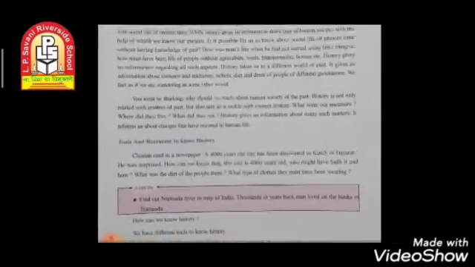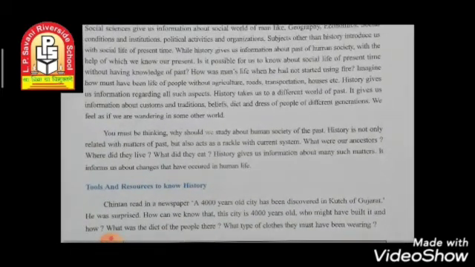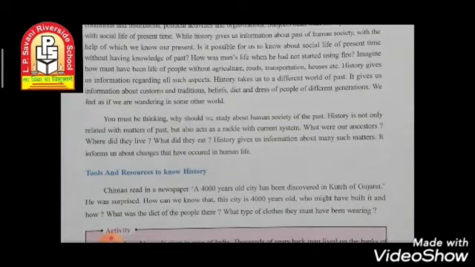You must be thinking, why should we study the human society of the past? History is not only related to matters of the past but also acts as a record of the current system. So history is not only for our knowledge, but it is also to understand and study the present times, right? Why something is done in the present is always related to history, right? So history is not only related to the past, but it also mixes up with the current system.